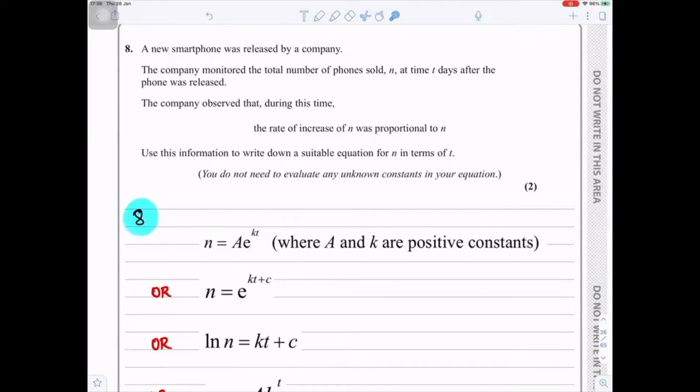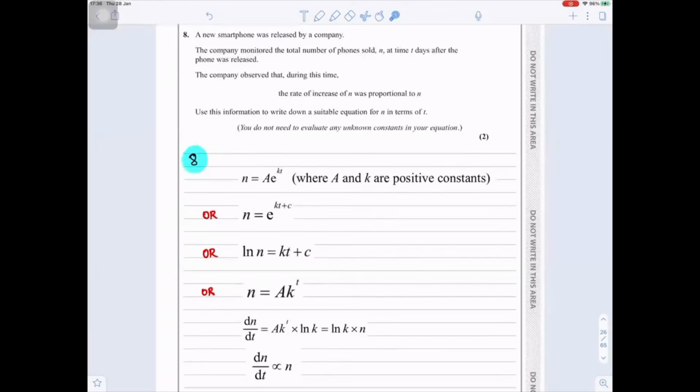Or you can write it as N equals e to the kt plus c. Or you can write it as ln N equals kt plus c. Or some people can do it like N equals A k to the t, and you can note dN over dt equals A k to the t times ln k, which is ln k times N. And dN over dt is proportional to N.